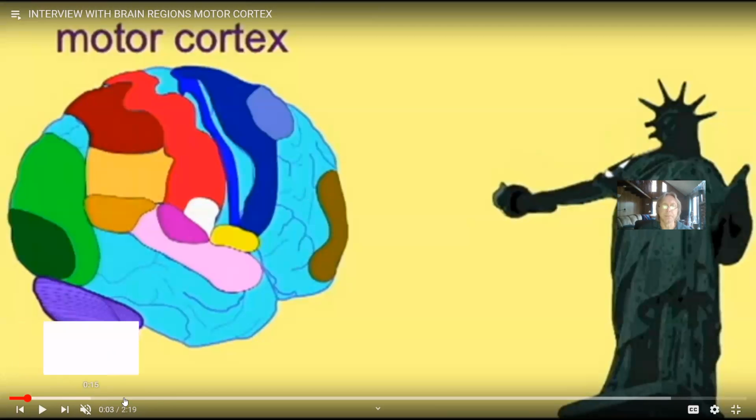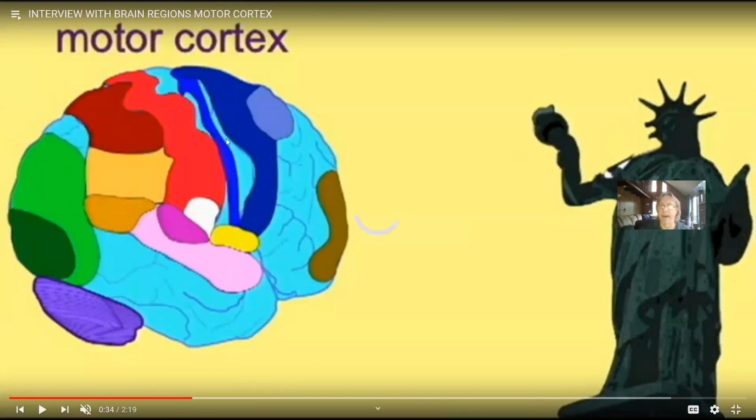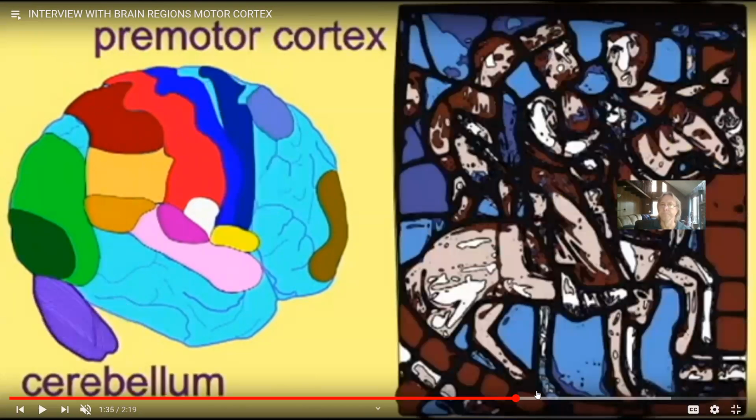And so in some of these videos, I just go through brain regions with the idea that you could then have an idea of where voluntary commands are given versus premotor control. So for example, the motor cortex might say, here, do this action.